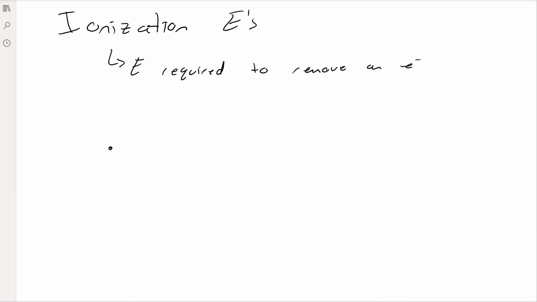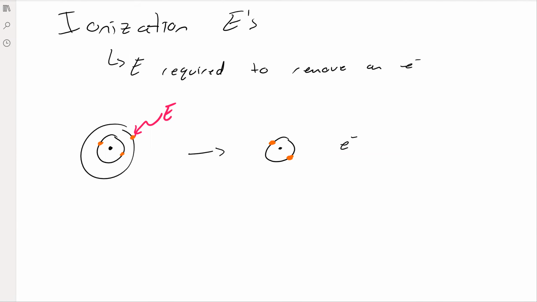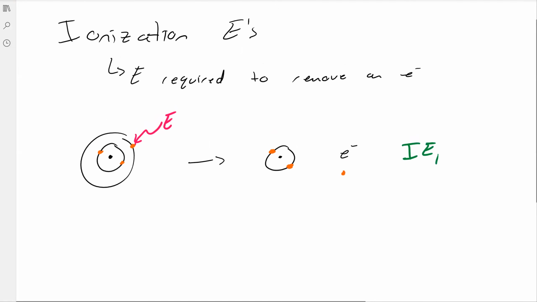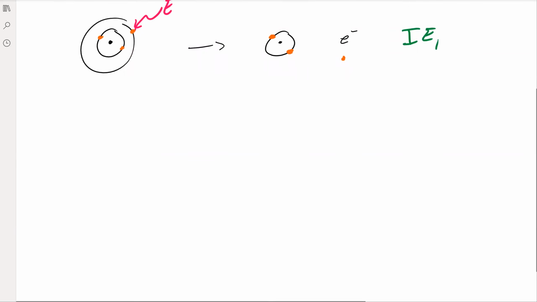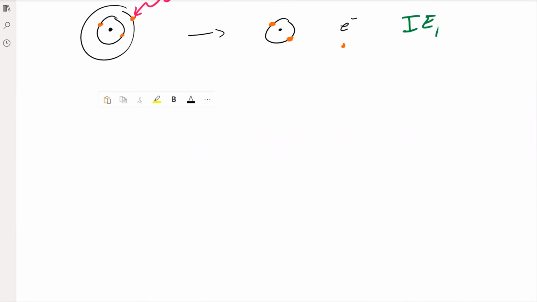So for example, if you've got your little atom here, what we can do is shoot energy at this atom. And if we shoot it at the electron, we can pop out that electron. This is what's known as the ionization energy, or specifically the first ionization energy, or IE1. So that's how much energy it takes to remove that first electron. That's all we're going to look at here. Later on, we'll look at removing more than one electron.